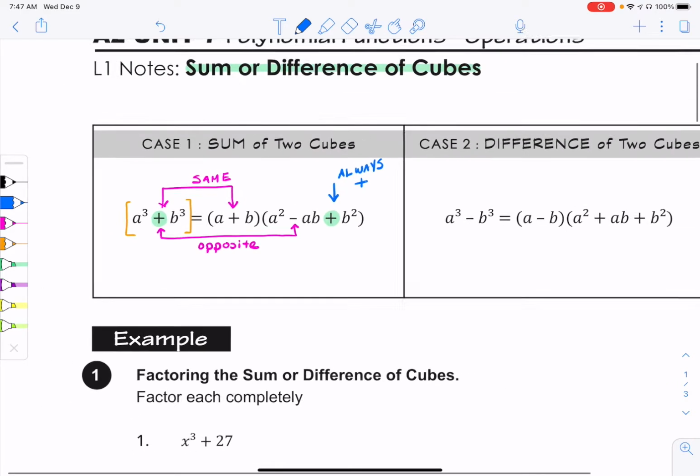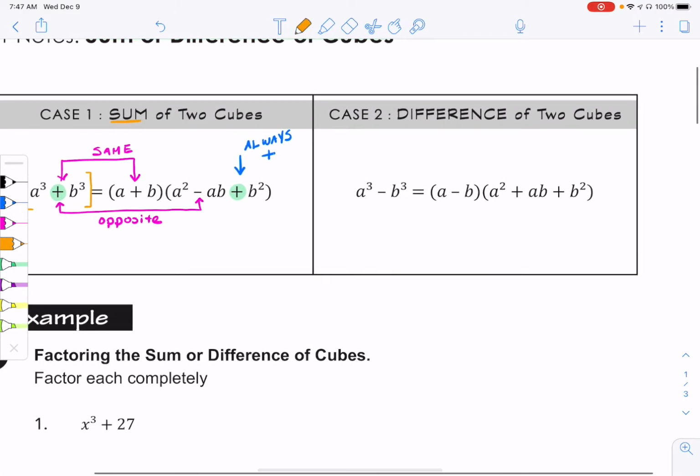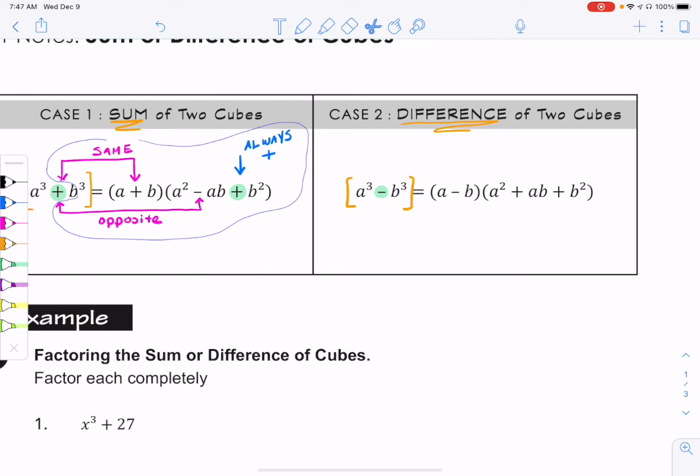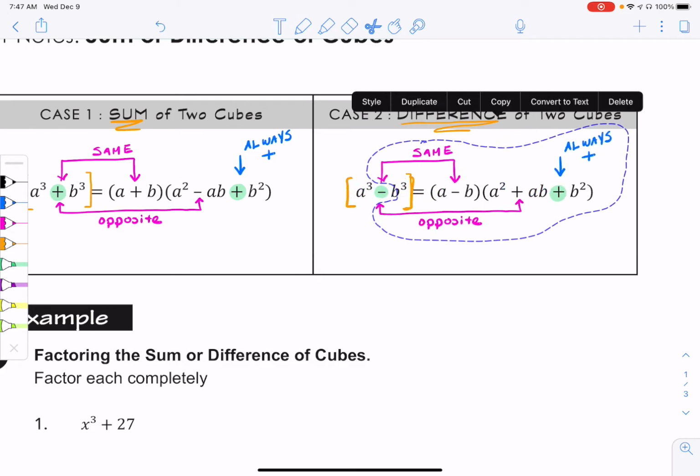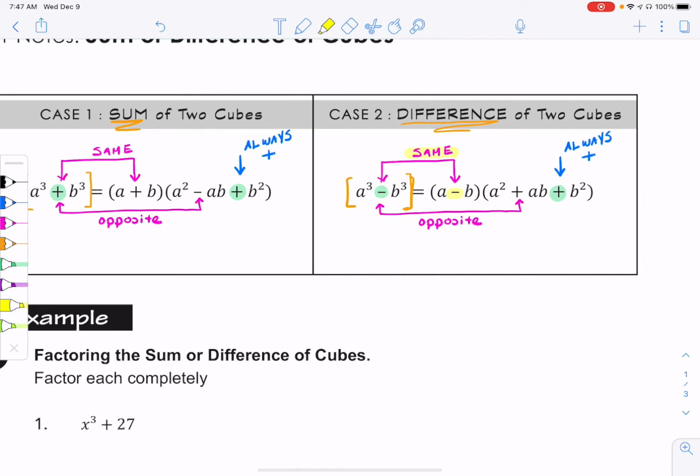If we look at difference of cubes, we start off with a cubed minus b cubed, so a number cubed minus another number cubed. And we factor it to a minus b times a squared plus ab plus b squared. So the notes I wrote on the first one still apply to the difference. If you look right here, the first sign is the same. The second sign is the opposite, and that last sign is always addition.